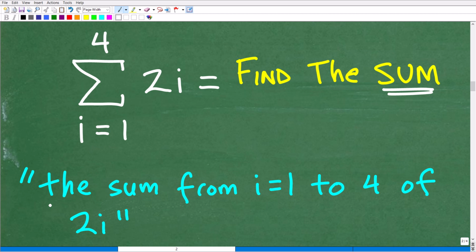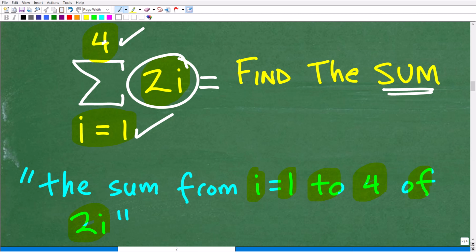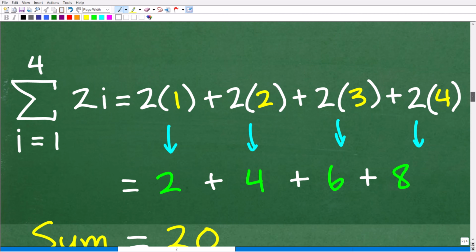Now, just to understand how you would describe this, you would say the sum from I equals 1 to 4 of 2I. So if someone asks you to tell them what this says, you won't say, I don't know, sigma I 4, 2I. No, you'll say the sum of I equals 1 to 4 of 2I. Sigma notation is a lovely way to express a series. All right, so finally, let's go ahead and actually calculate this, and you'll see how easy this is.